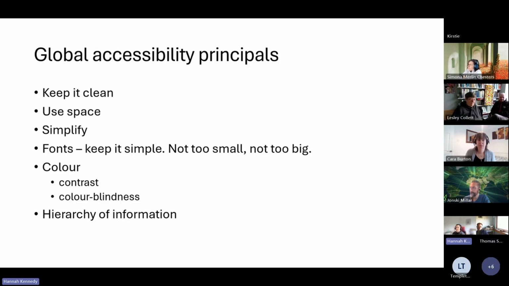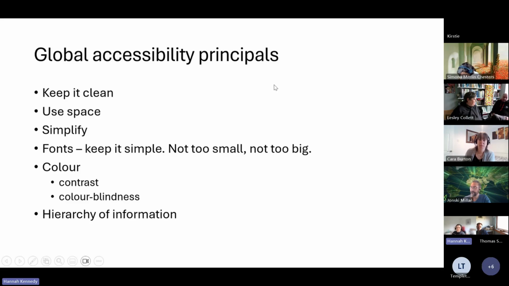It's really useful to be able to use different fonts for different things, but actually trying to keep it simple creates an easier narrative for the reader to understand. So if you're going to use fonts, use them consistently and try not to overcomplicate them.